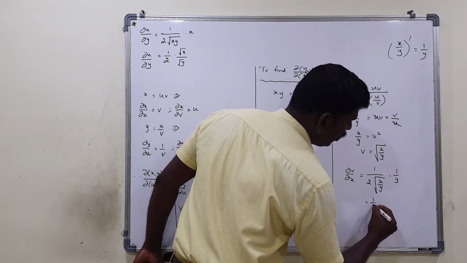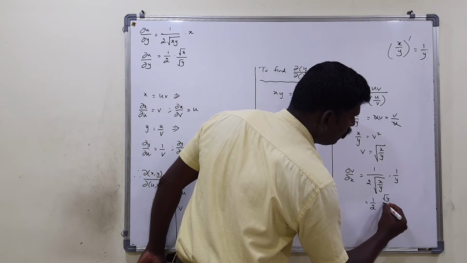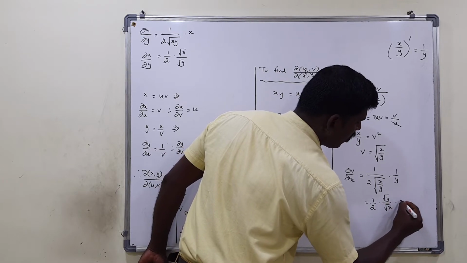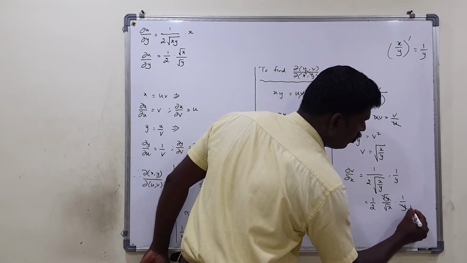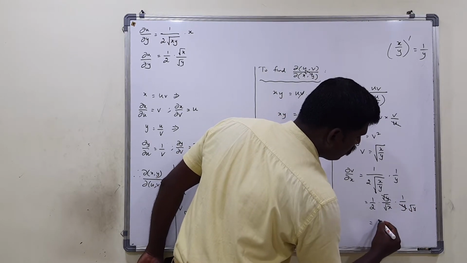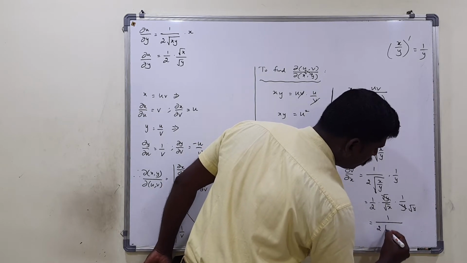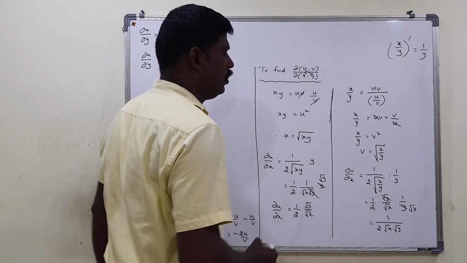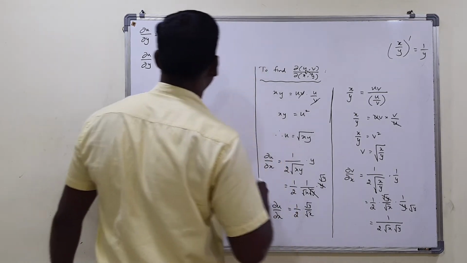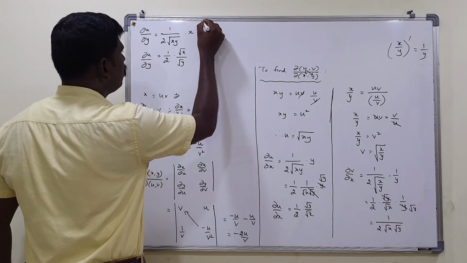Simplifying it, 1 by 2 into this root x goes to the numerator, root y goes to the numerator. So root y by root x into 1 by y. This root y cancels with this y, root y is remaining. So what you will get? 1 by 2 into root y by root x is the value of dou v by dou x, right? Same like that. What is dou v by dou y?